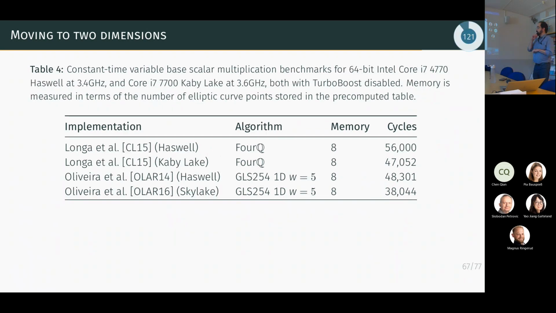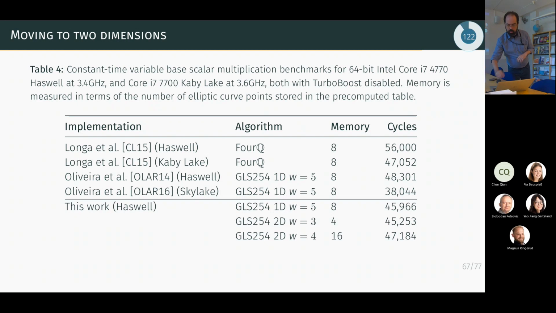Numbers for Intel. Intel have lower cycles, of course, because the CPUs have been around longer, have faster arithmetic, essentially. So we have 4Q as the previous record holder here. This is our speed record from 14, the chess paper I mentioned before. This was the follow-up from 16, where we were at 38,000 cycles. So that was the previous record. We held the previous record already.